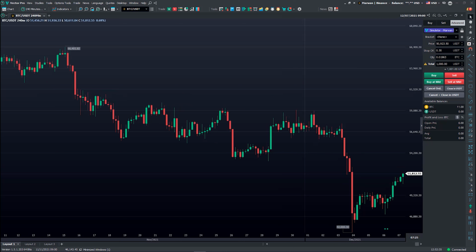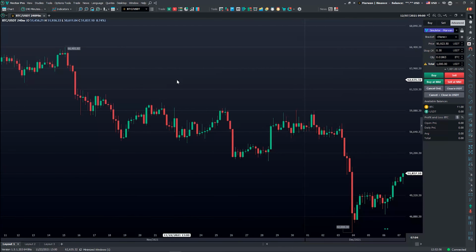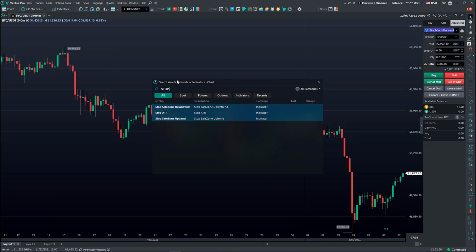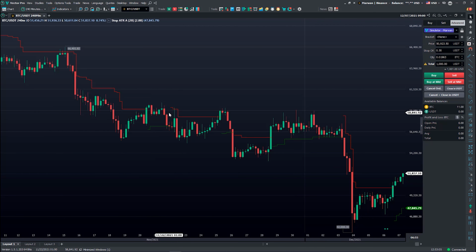Without further ado, let's go ahead and place our Stop ATR into our chart. To do this, we're going to go up to the top here, click on Indicators, Add Indicator, and we'll go ahead and search for Stop ATR. And as you can see here, it's also been recently searched for. Now we can also go ahead and search directly on our chart like this. Go ahead and click Enter or double click on it here, like so. And voila, it's now been plotted onto our chart.